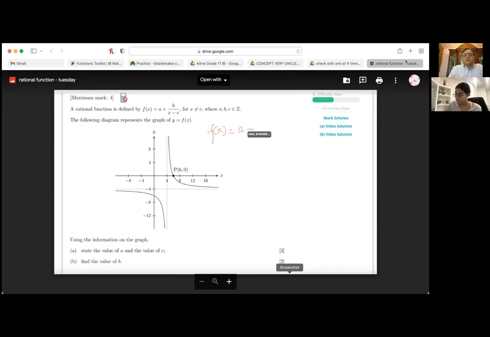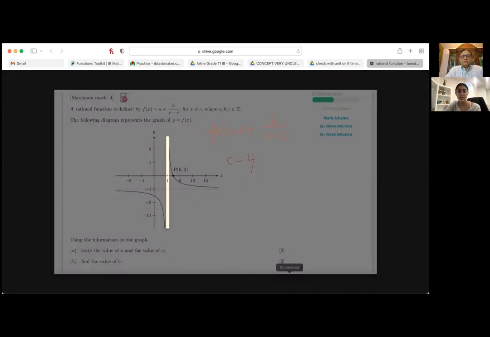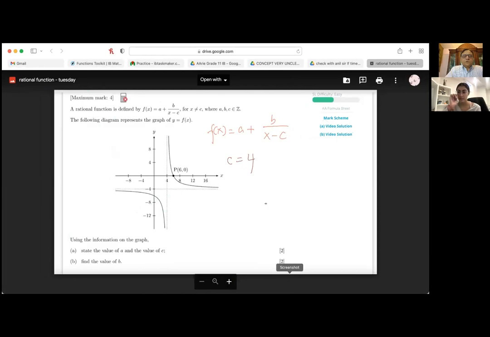Perfect. So a plus b over x minus c. Now, what we have really done is we have a reciprocal function which we have shifted, translated 4 units to the right, basically. So if you look into the transformation, c is the transformation. So straight away, we can write c as equal to 4, because it's our vertical asymptote, x equals 4. So based on that, we know the c value is 4.